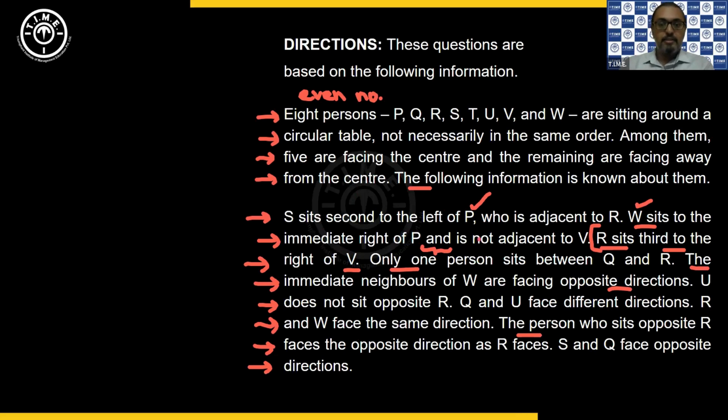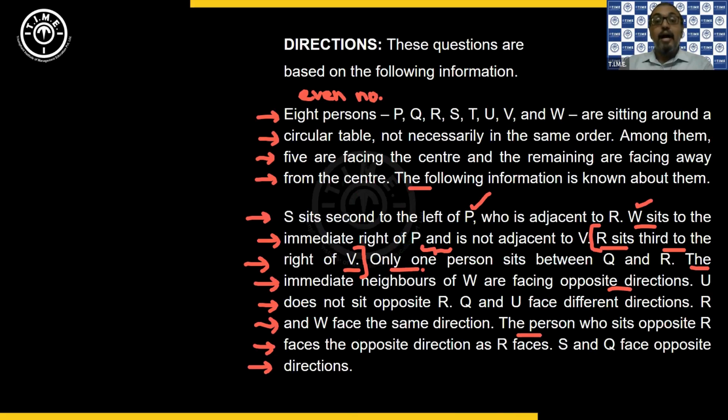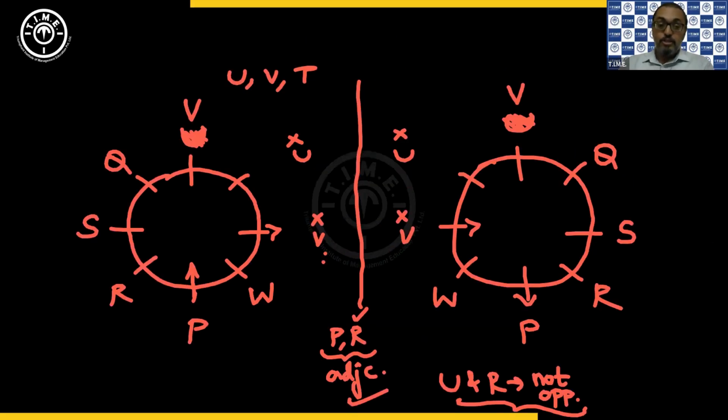See, R is third to the right of V, correct? So if R is in the third position from V, V should also be in the third position from R. That way we can fix the position of V there, right? And I need a right side of V. So if I want to count the right side of V, on the left side possibility, V should be towards the center. On the right side possibility, V should be away from the center. Then only on the right side of V, third position, you will have R. Now I can fix U opposite to S in both cases. And then the remaining person is T, opposite to R.